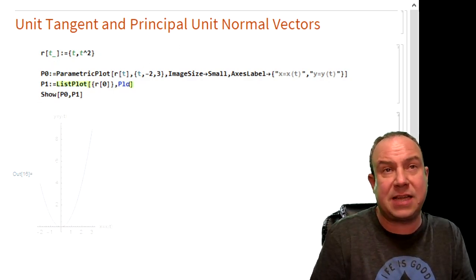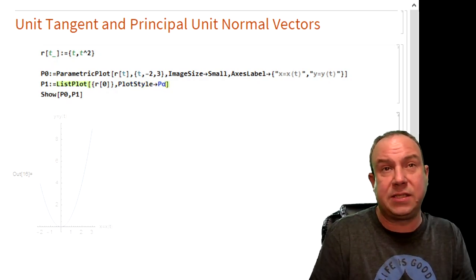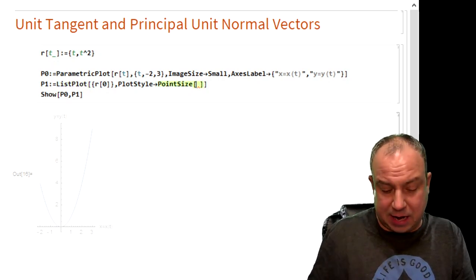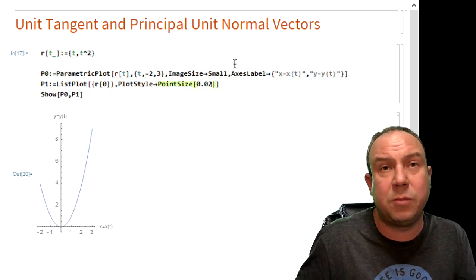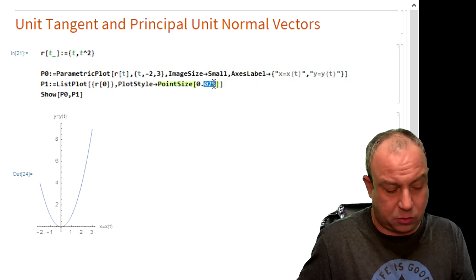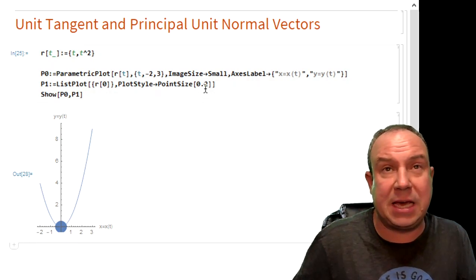This would be a plot style. And our point size. Let's call it out at point 0.02. Still too small. 2.5. Let's just make sure it's showing up, first of all. There it is. It's certainly there. We just have to get it big enough.